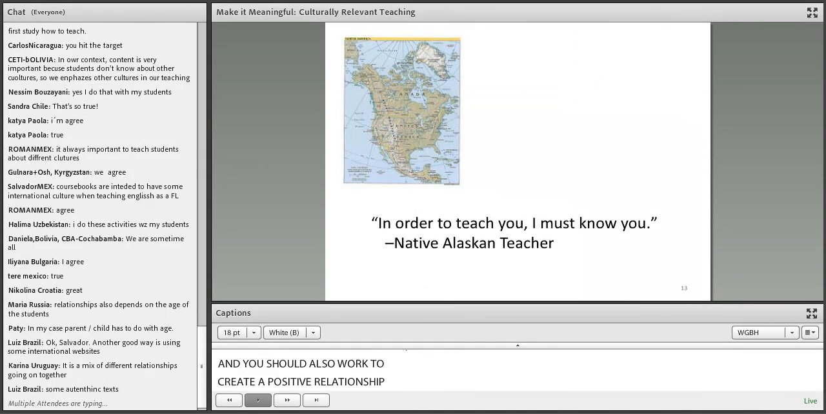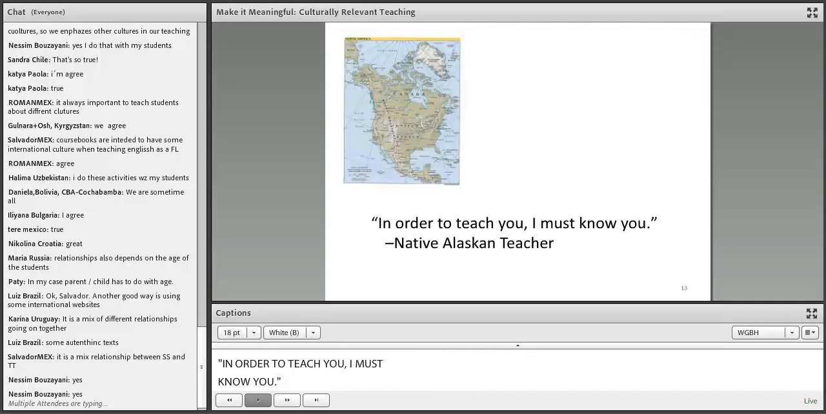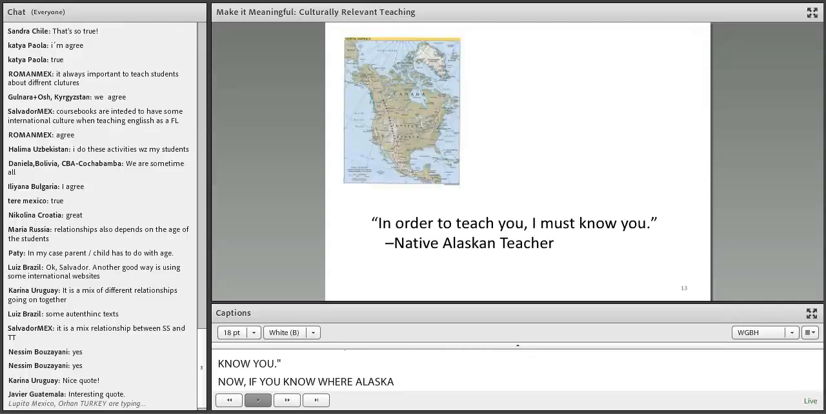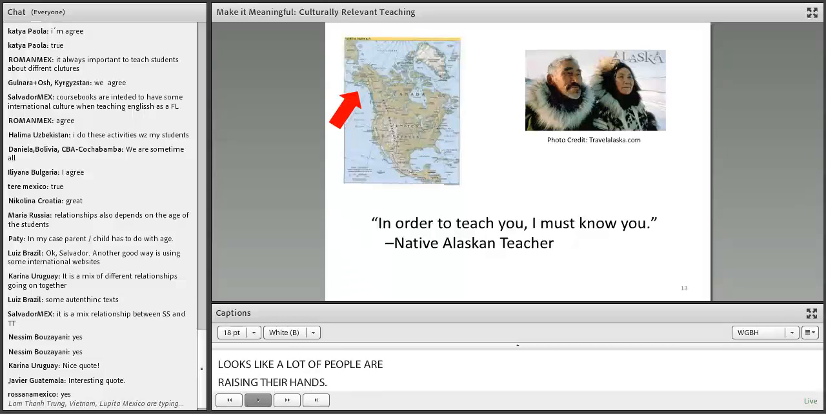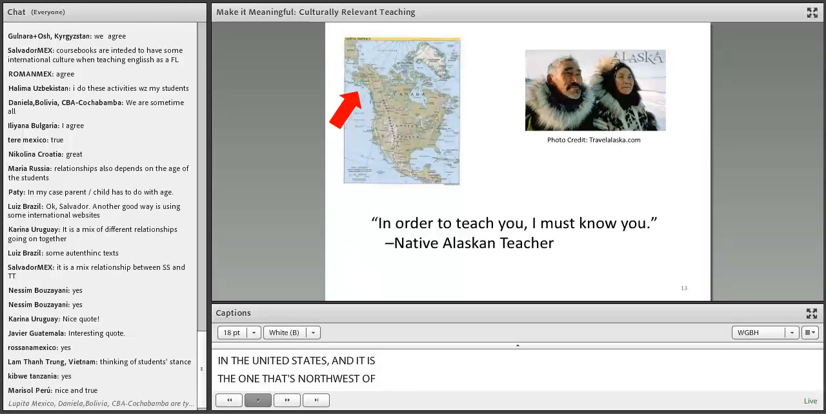So in order to begin to explain the importance of culturally relevant relationships, I'd like to share a quote by a Native Alaskan teacher. "In order to teach you, I must know you." Now, if you know where Alaska is, please raise your hand. Okay, it looks like a lot of people are raising their hands. You must know American geography. So Alaska is the largest state in the United States, and it is the one that's northwest of Canada. You can put your hands down, please.